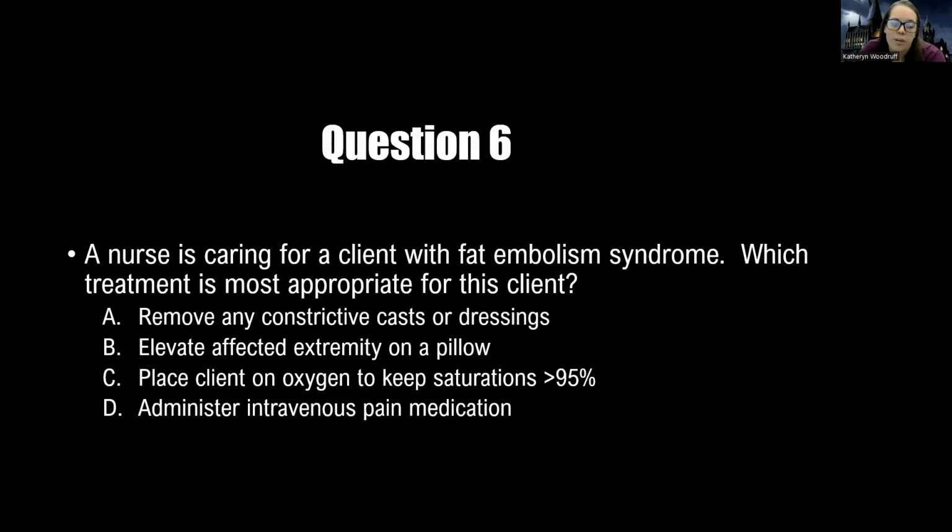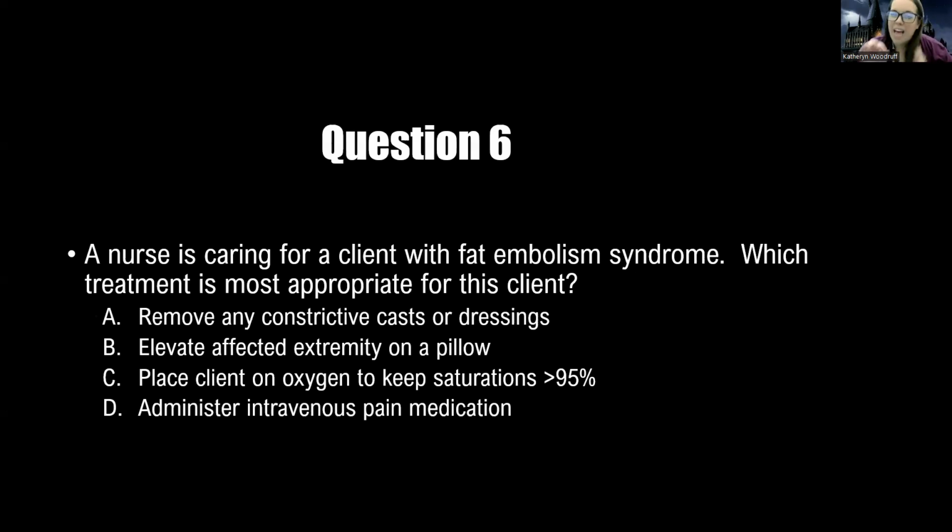So the best answer here, because A, B, and D are most appropriate for compartment syndrome, C is the only one that's specific to fat embolism syndrome. And just to remind you, what happens in fat embolism syndrome is, they think it's either the trauma of the injury or sometimes hormonal or chemical things that happen as a result of a fracture. Fat particles can get dislodged and free float in the body.